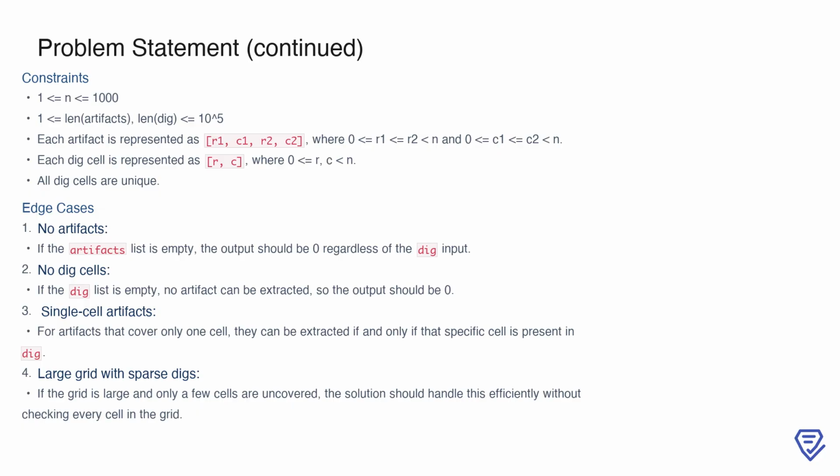For single-cell artifacts, the artifact can be extracted only if the specific cell is uncovered. Lastly, for large grids with sparse dig cells, the solution should be efficient, ensuring that unnecessary checks are avoided to handle these scenarios within the given constraints.